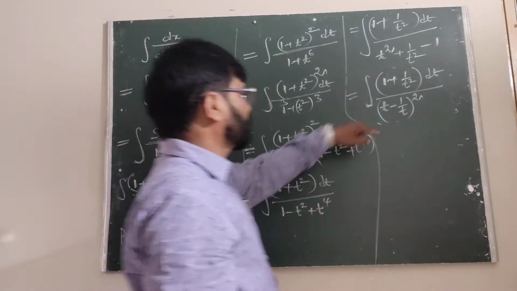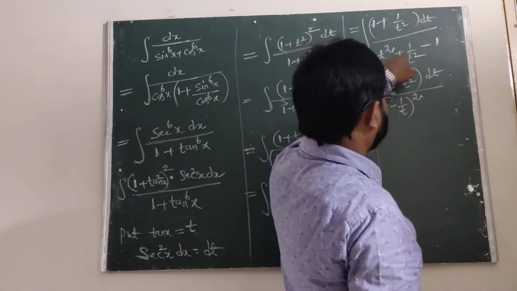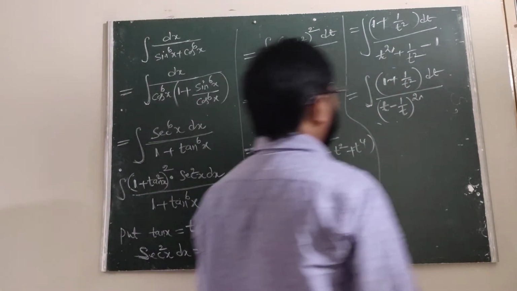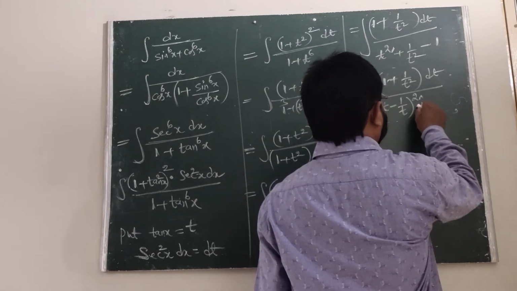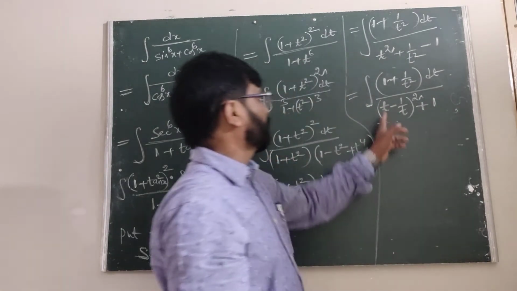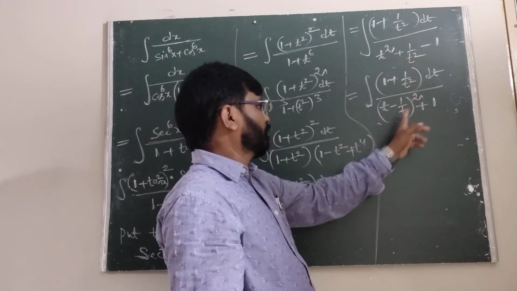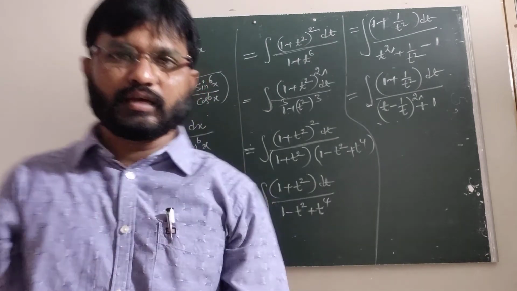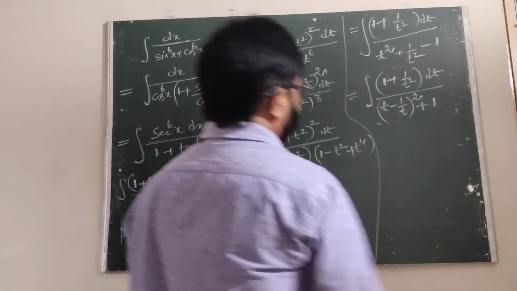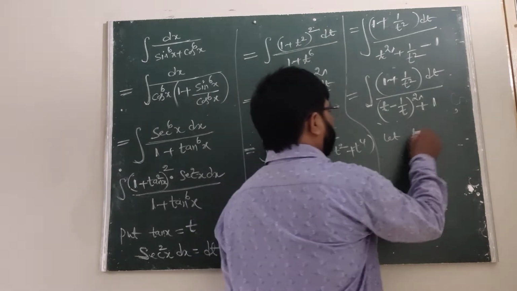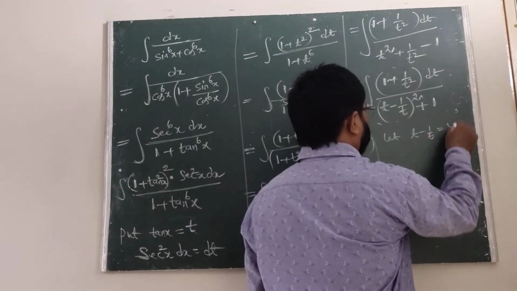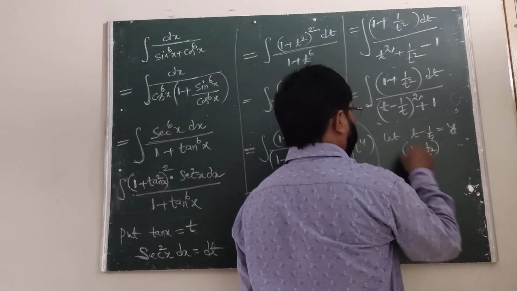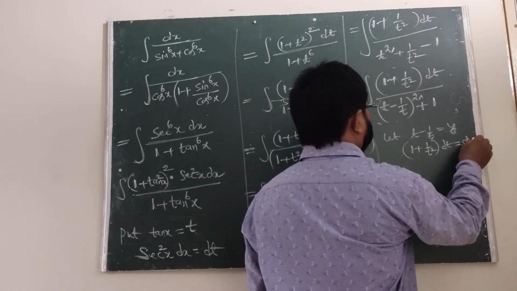Now this is a square, this is b square, minus 2 we are getting, therefore we write plus 2, and then plus 1. Is it clear? A square plus b square, minus 2 plus 1, and minus 2 plus 1 is minus 1. Therefore we take let t minus 1 by t be y. Then 1 plus 1 by t square dt equals dy.